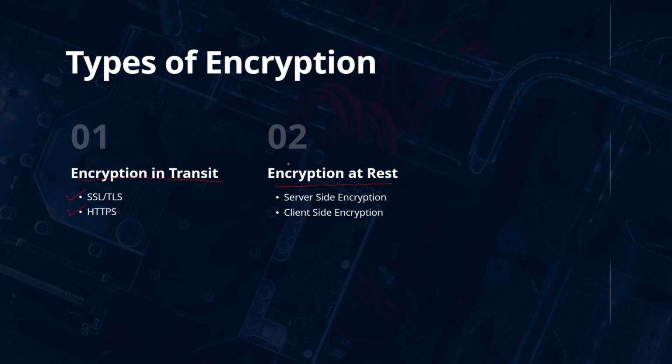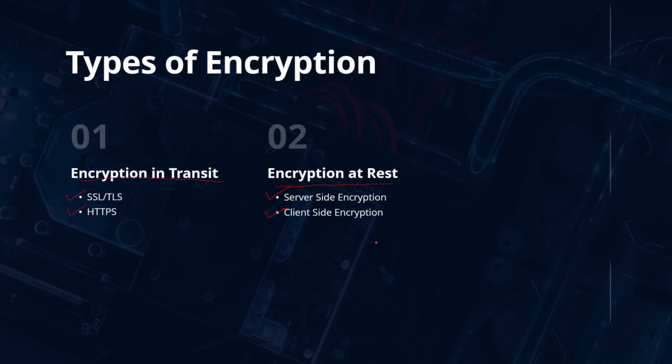Now, coming on, we have the second type, that is encryption at rest. This basically has two types wherein you have server-side encryption and you have client-side encryption. Now, client-side encryption basically means that you encrypt the file locally on your system using various different encryption algorithms. It could be AES 256 or anything that you guys like. And then you send that file over the network to AWS. And when AWS stores that file in S3, it is already encrypted.